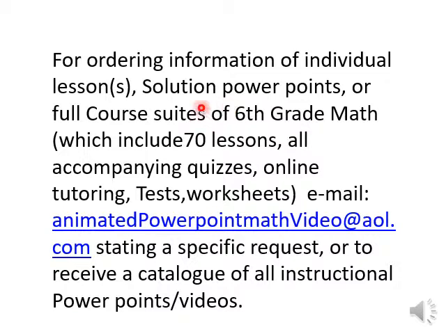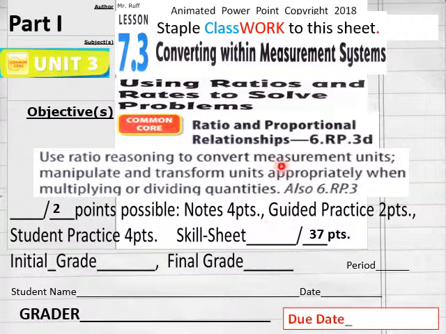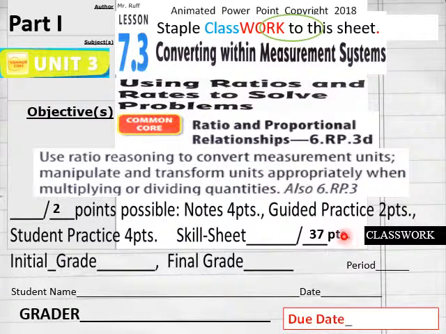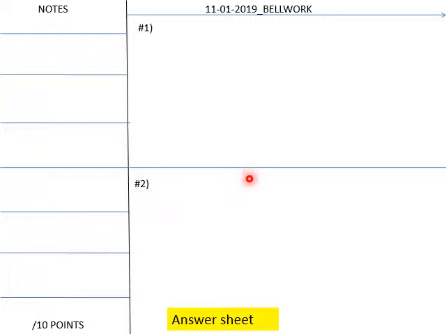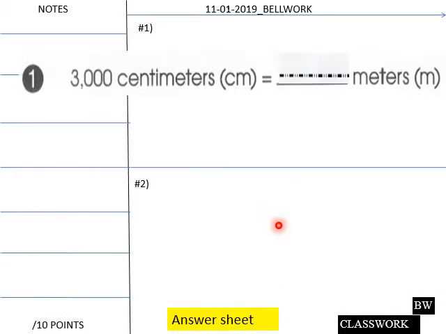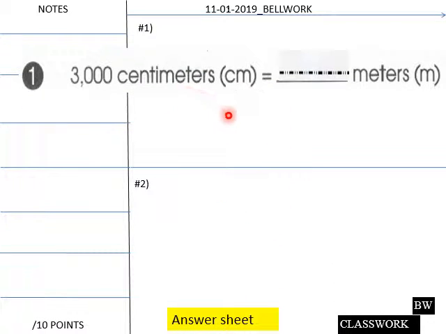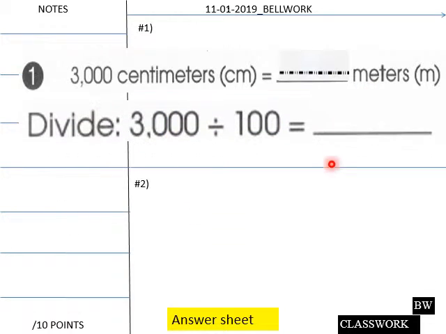Hello everybody, getting ready to do lesson 7.3 of 6th grade math, part 1 today, converting within measurement systems. We have a 37-point class worksheet today, and then we have 2 points of note taking. Today's bell work, teachers: 3,000 centimeters equals how many meters?